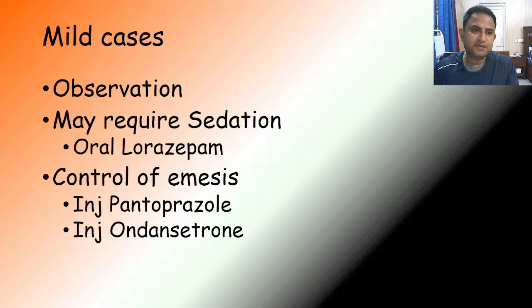So in mild cases where there has been just some incoordination of gait, memory impairment, some amount of agitation, they may just require some amount of sedation, which can be given by oral lorazepam. And if they are having nausea and vomiting, the control of emesis may be done by parenteral pantoprazole 40 milligrams IV and ondansetron 4 milligrams IV.